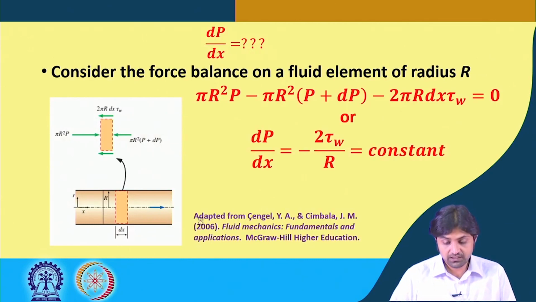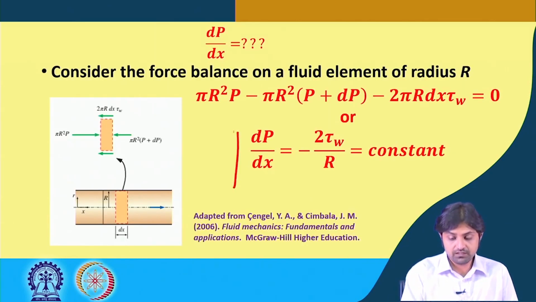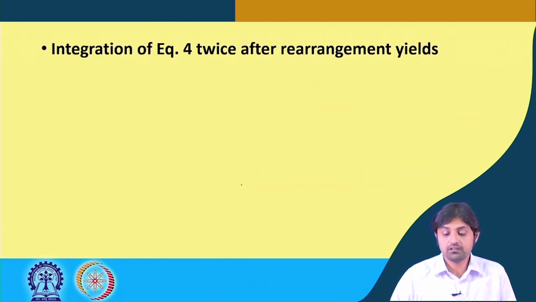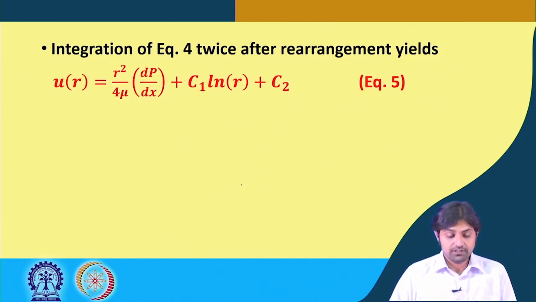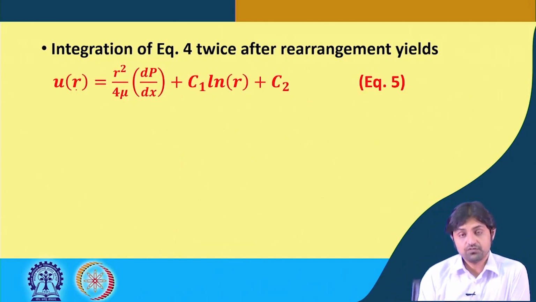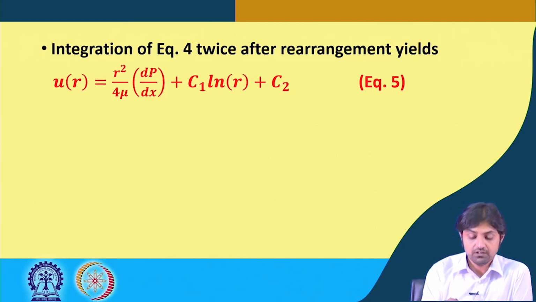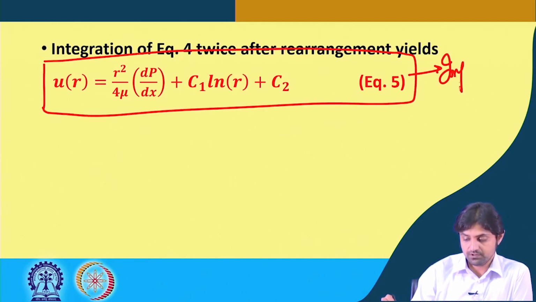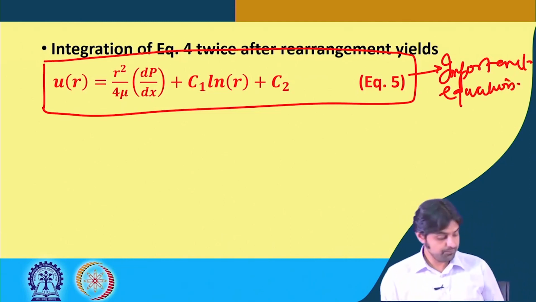After obtaining this result here, if we integrate this, we will get u as a function of r is r square by 4 mu dp dx, because dp dx was constant, plus c1 ln r plus c2. This is an important equation.